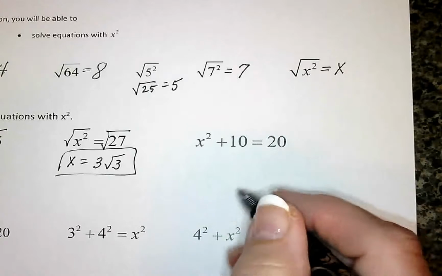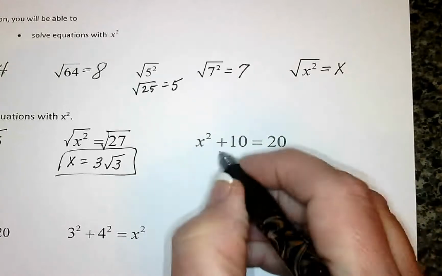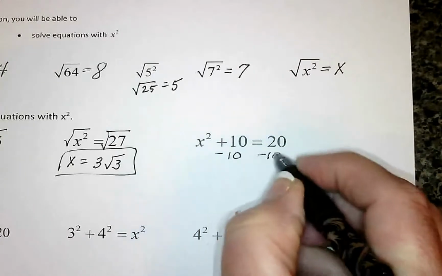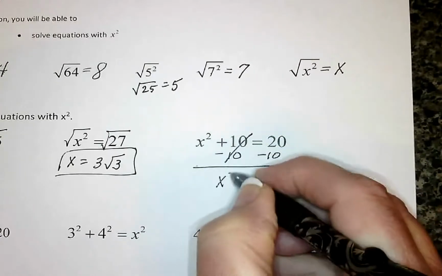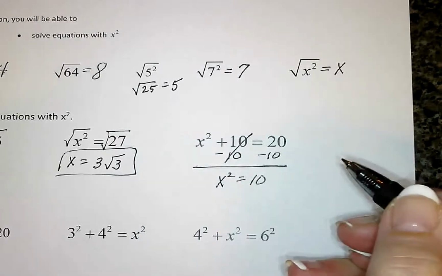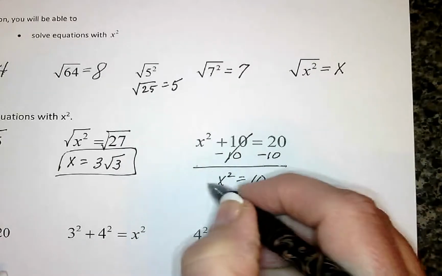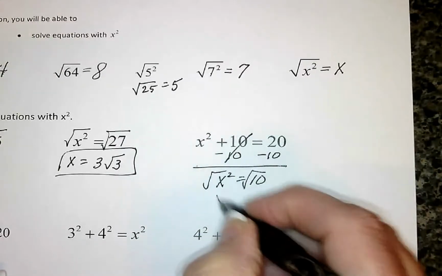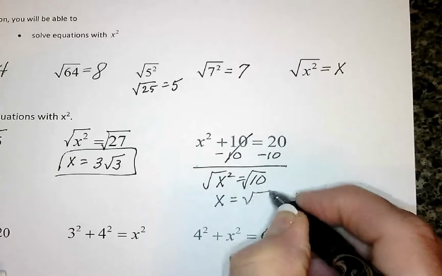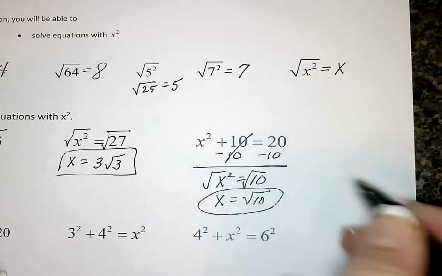So on this one, we need to do a little work before we get the x squared term by itself. So I'm going to subtract 10 from both sides. And now we're back to where we were before. So square root both sides. The square root of 10 is already simplified, so my answer would be square root of 10.